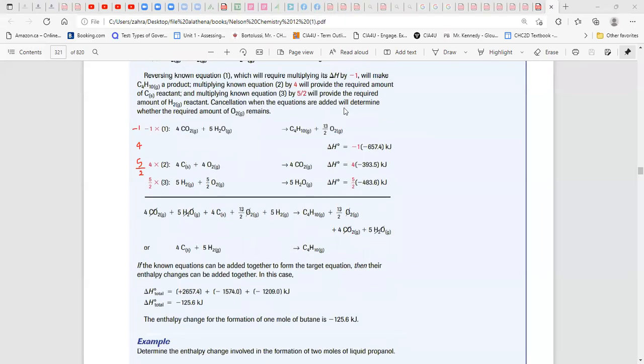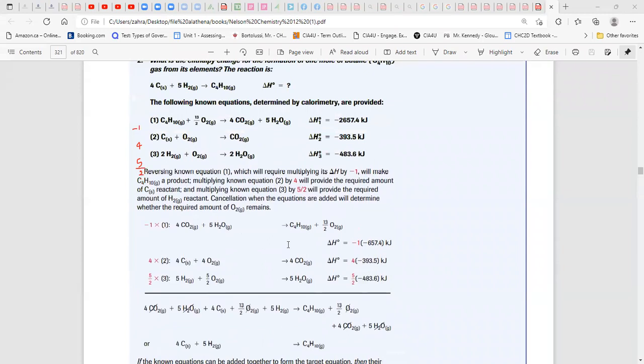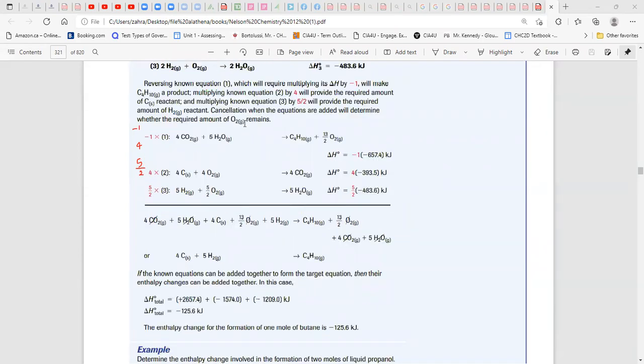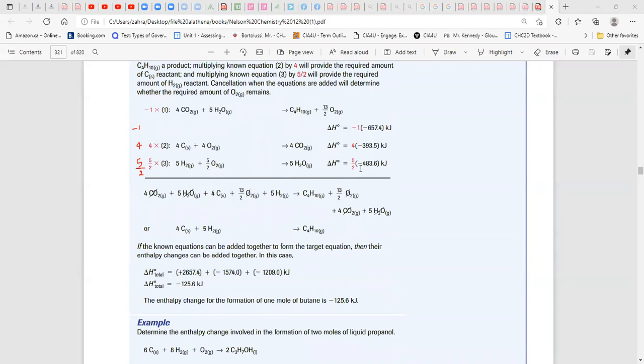You add up the left side, that's it. You add up the right side, this is what we have. We cancel the things. See, 5H2 and 5H2 cancel. 4CO2 cancels, and oxygen is canceled with oxygen. This is what is left. This is my target. Then you need to add the delta H. The delta H you add there will give you the delta H of the target.